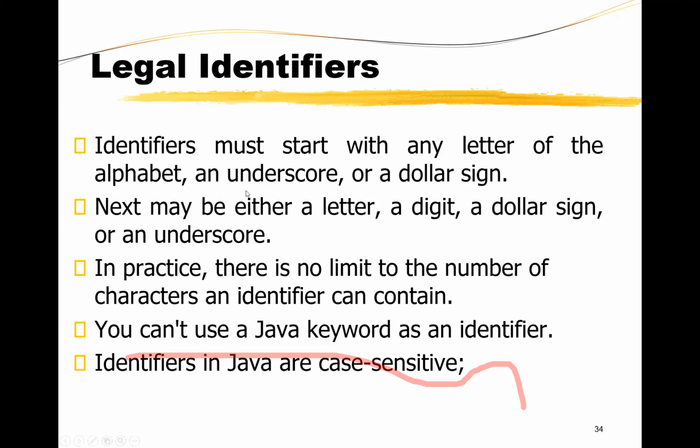Now, the first thing is what? An identifier must start with a letter, underscore, or dollar sign. The second character could be a digit, a dollar sign, or an underscore. Basically, we need to list down what are the things we can have.